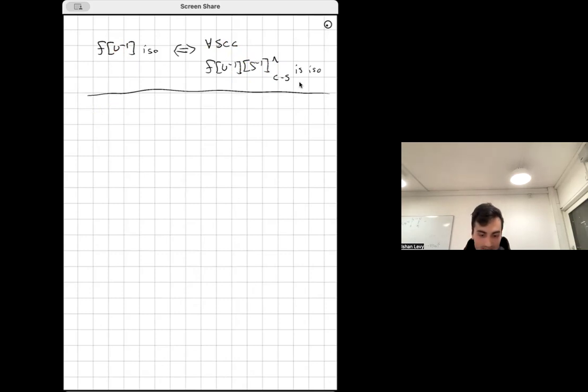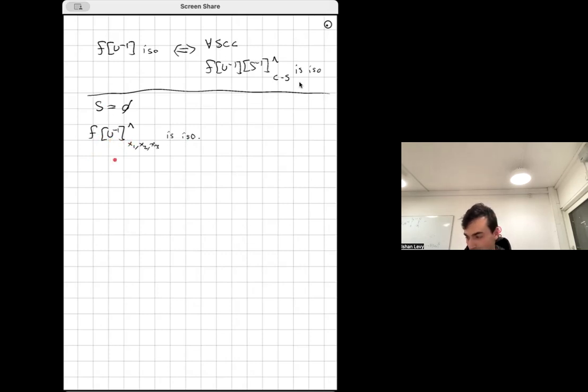Okay, so let's think about all the different cases now. First there's the case where S is actually the empty set. In that case, what we're looking at is F adjoin U inverse, and then we're completing at x1, x2, and x3. And we want to show that this is an isomorphism. But I actually claim that both the source and target are 0.